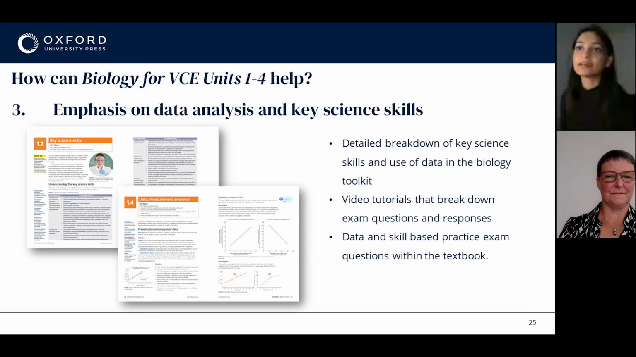Now we have emphasis on data analysis and key science skills. So in our biology toolkit, we do have a detailed breakdown of the key science skills, and we show students how data can be used and put into their questions, or how to use stimulus material that includes data. We also have video tutorials where Helen and Anna will break down exam questions that use data and show kids how to best incorporate the use of data in responses when it's required. And then we have multiple data and skill-based practice exam questions throughout the textbook.